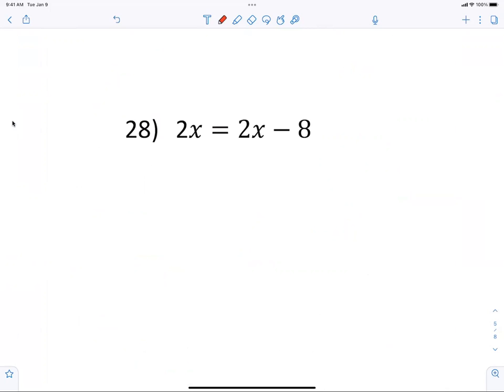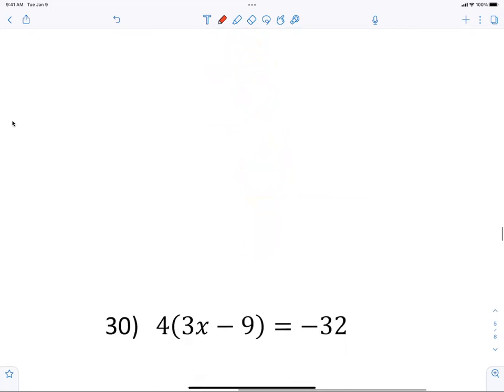Is it possible for 2x to equal 2x minus 8? Does everybody understand what I'm telling you? Is it possible for 2x to equal 2x minus 8? The answer is no. If you didn't know that, you would just subtract 2x from both sides and say 0 equals negative 8. That doesn't make sense. That's why it's a 0 with a line through it. No solution. Everybody needs to look at that and say that's obviously not an answer.